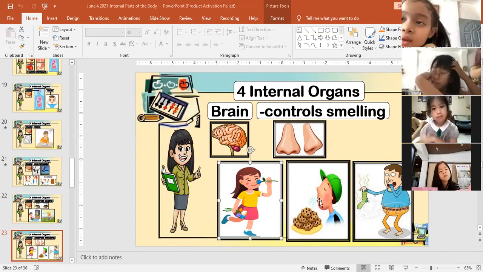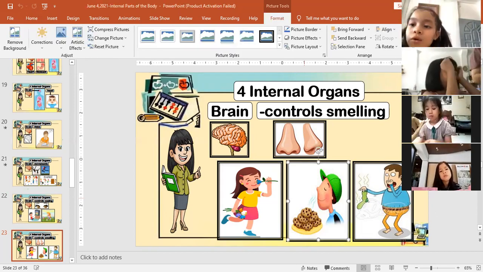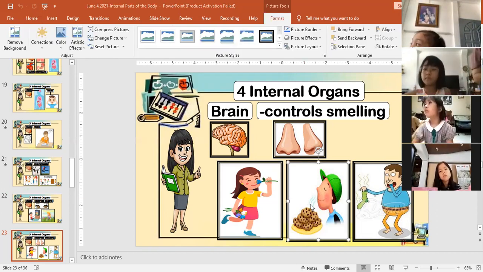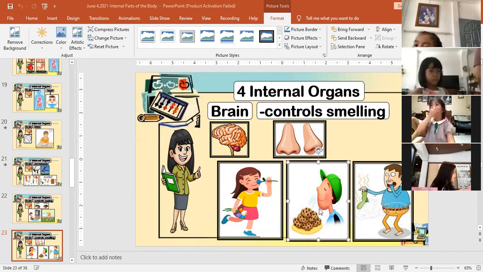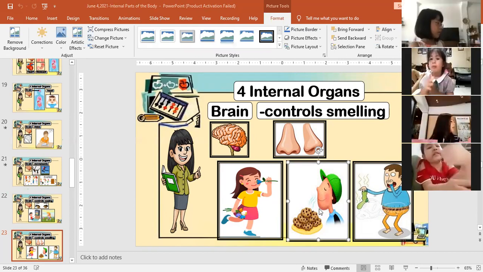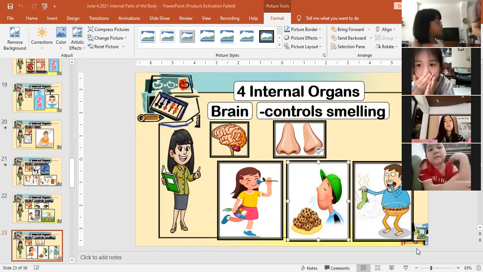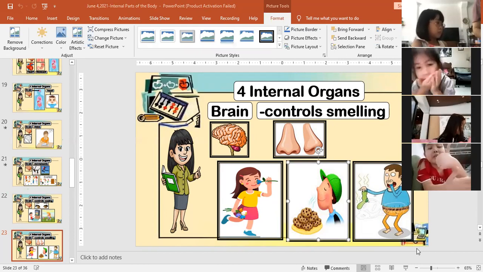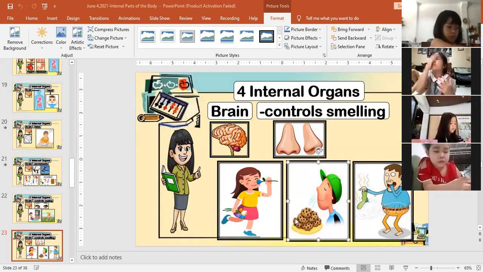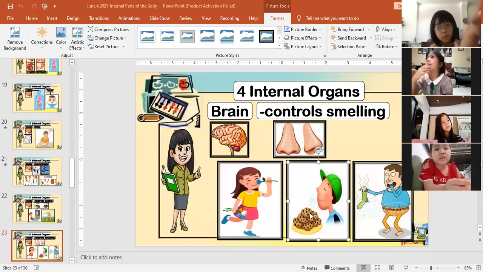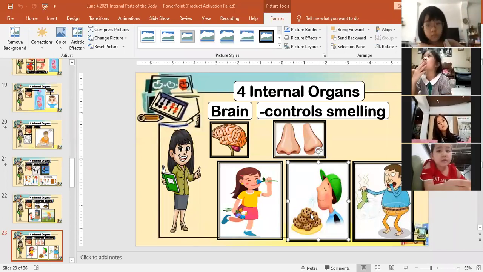How about this one? The boy smells what? What is this? Do you eat this one? Cookies? Raise your hand if you eat cookies. I want Nada. Nada, what is the taste? Very good. What is the taste of the cookie? Is it spicy? No. What is the taste? Okay, very good. Sweet and delicious, right?